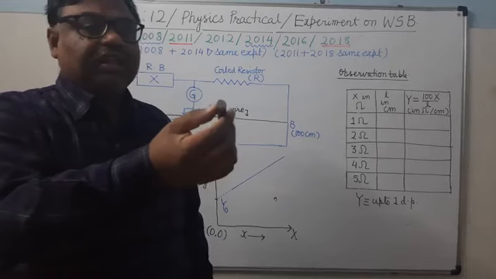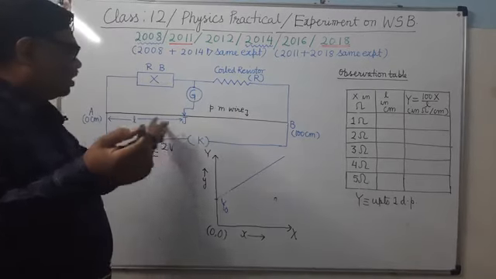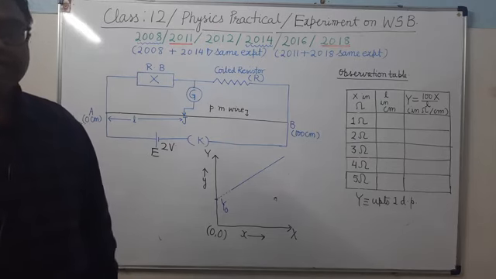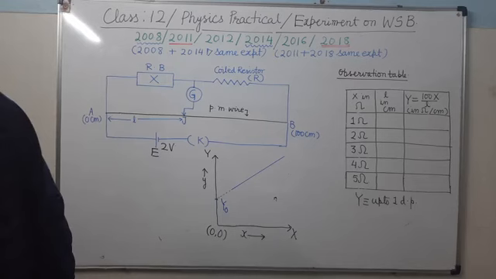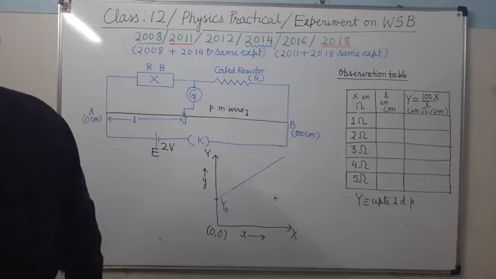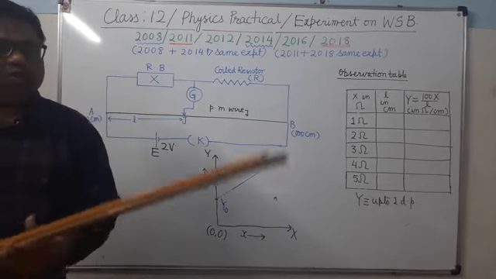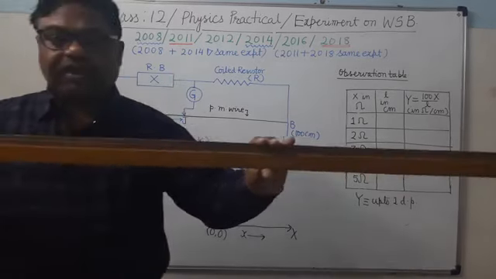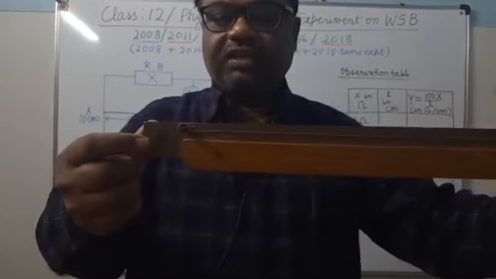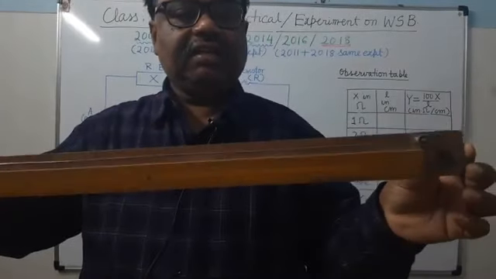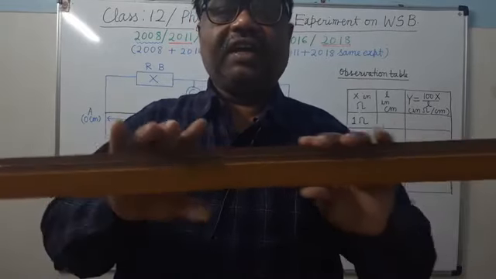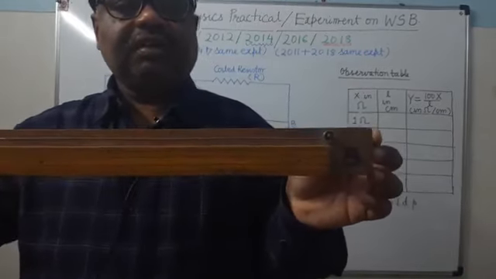Then this is the jockey that you know. It will be touched at different points of the potentiometer wire in order to find the null point. It's clear? Then here this is the plug key. This is the potentiometer, I have already told you about the potentiometer. At one end of this potentiometer, A is marked. Here you can see at one end there is A and at the other end it is B. End A is at the 0 centimeter mark and end B is at the 100 centimeter mark.